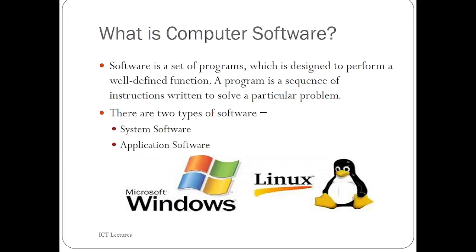Welcome again to another lecture where we are going to understand what computer software is. Computer software can be defined as a set of programs which are designed to perform some well-defined function. We are going to look at different types of software, and narrow down specifically to two types that most people use: the system software, which is also known as the operating system, and of course application software.